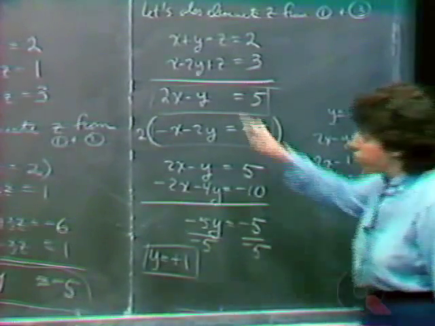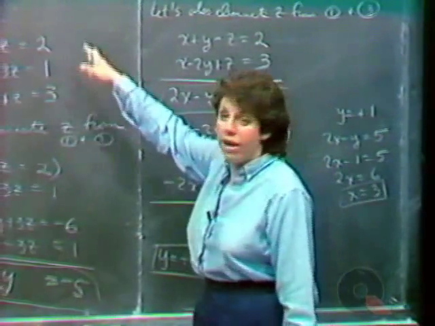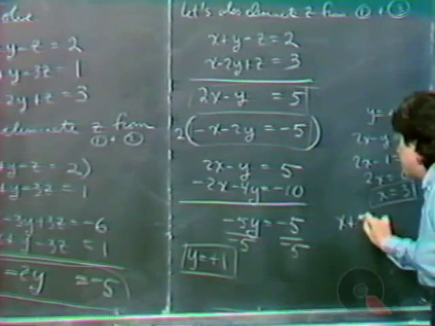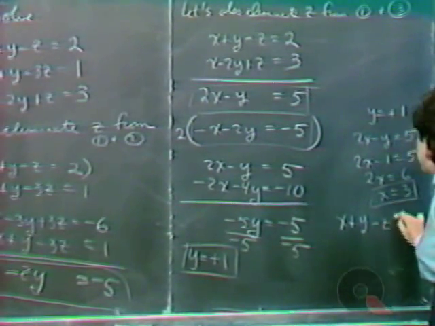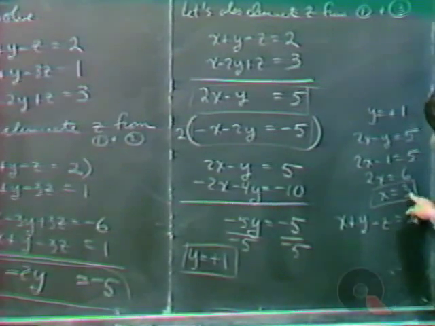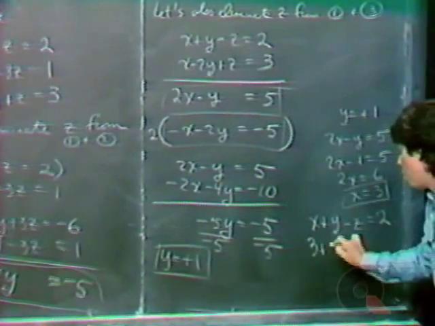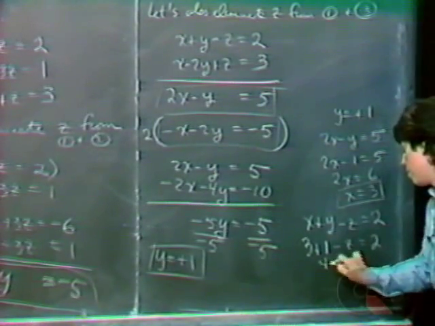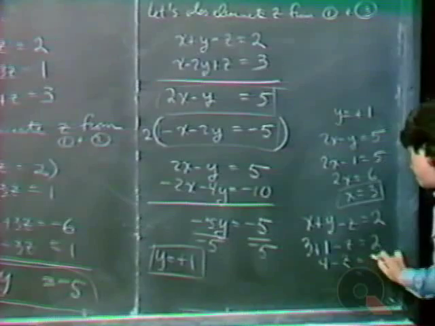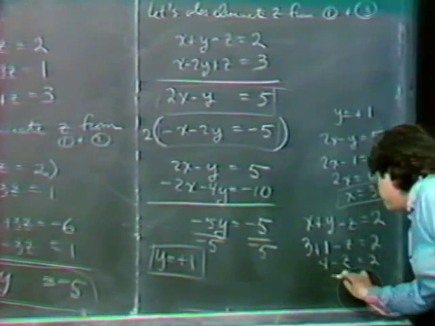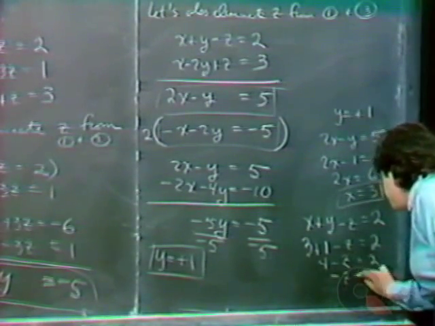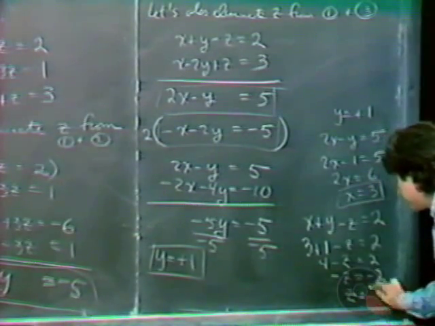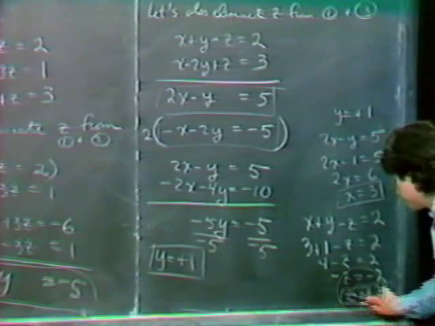Now go back to one of the original equations. You know x and y, and figure out what z is. Let's say we take the first equation. X plus y minus z is 2. But I now know x is 3, y is 1, and I want to solve for z. 4 minus z is 2. Minus z is minus 2. Multiplying both sides by minus 1, z is plus 2.